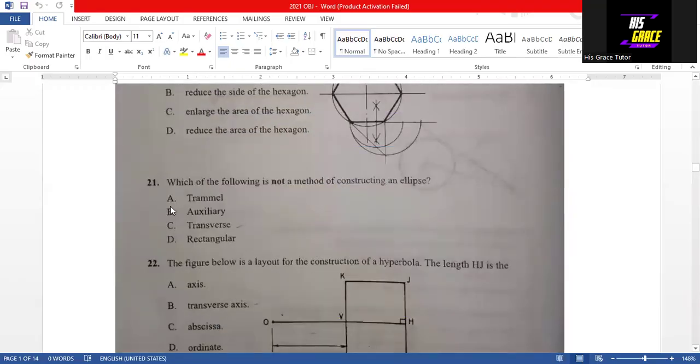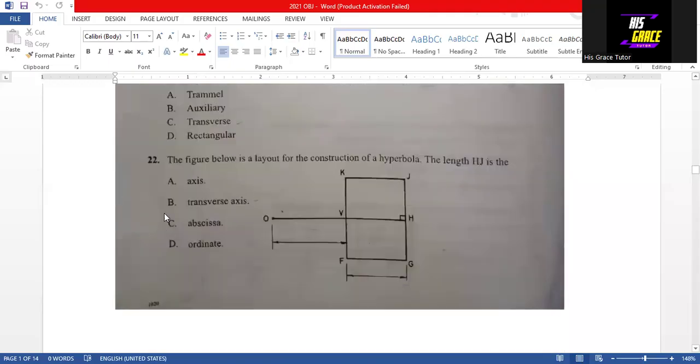Question 21, which of the following is not a method of constructing an ellipse? The answer is transverse. That is option C is the answer to question 21. Then question 22, the figure below is a layout for the construction of a hyperbola. The length HJ is the ordinate. That is option D is the answer to question 22.